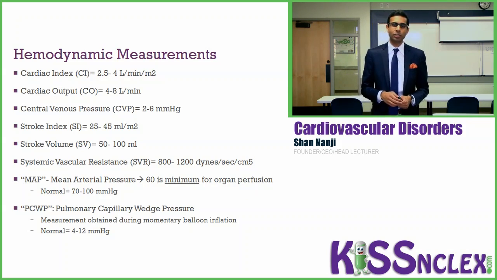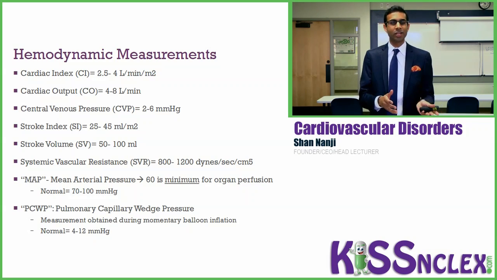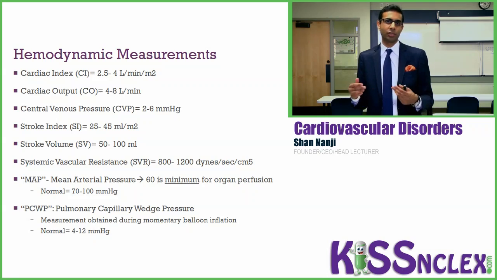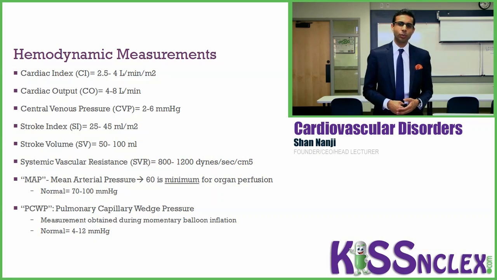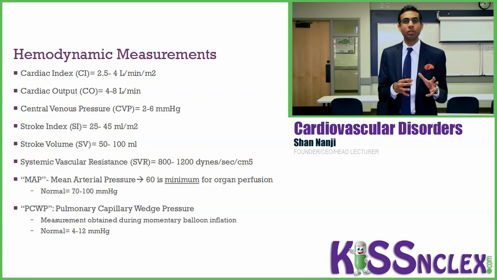Your systemic vascular resistance, that's your systemic resistance, okay, that's going to be between 800 and 1200. 800 and 1200. The next one's actually quite important. It's your mean arterial pressure, okay? And this is important because this is going to tell you a lot about perfusion, okay?